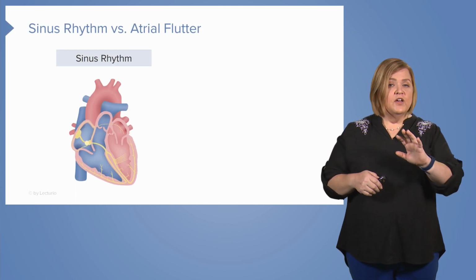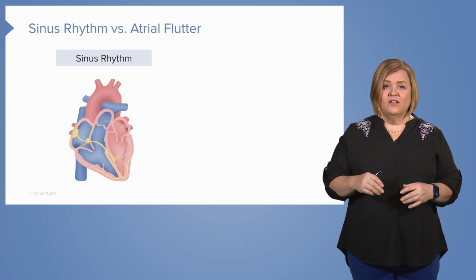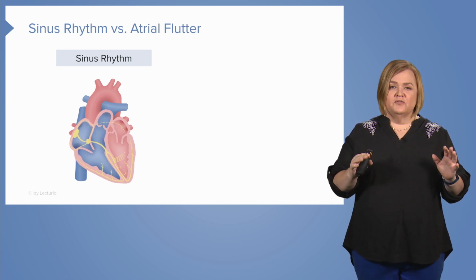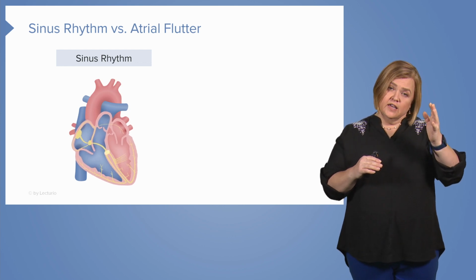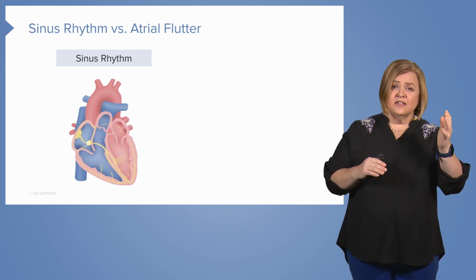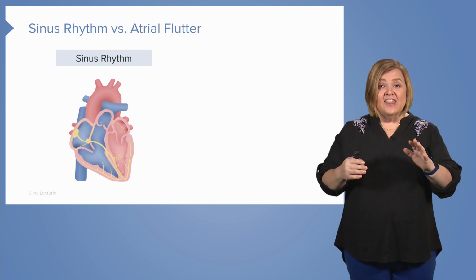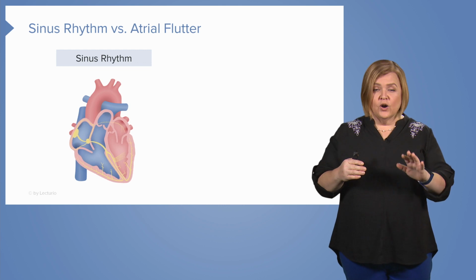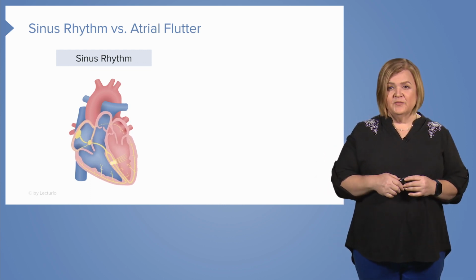So here we have normal sinus rhythm. All is well. Look at that. It's a beautiful thing. The electrical impulse is moving from the atria down through the ventricles, SA node, AV node. It's exquisite. It's like a dancer. This is how an efficient heart is supposed to move in response to the electrical activity.